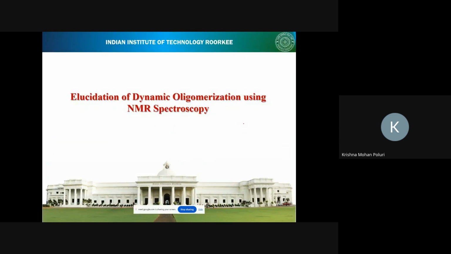Okay. So I will show you now a few examples that we are working on, how to engineer a protein or how to see the protein-ligand interactions, so that you will understand more about the practical applications of NMR spectroscopy.